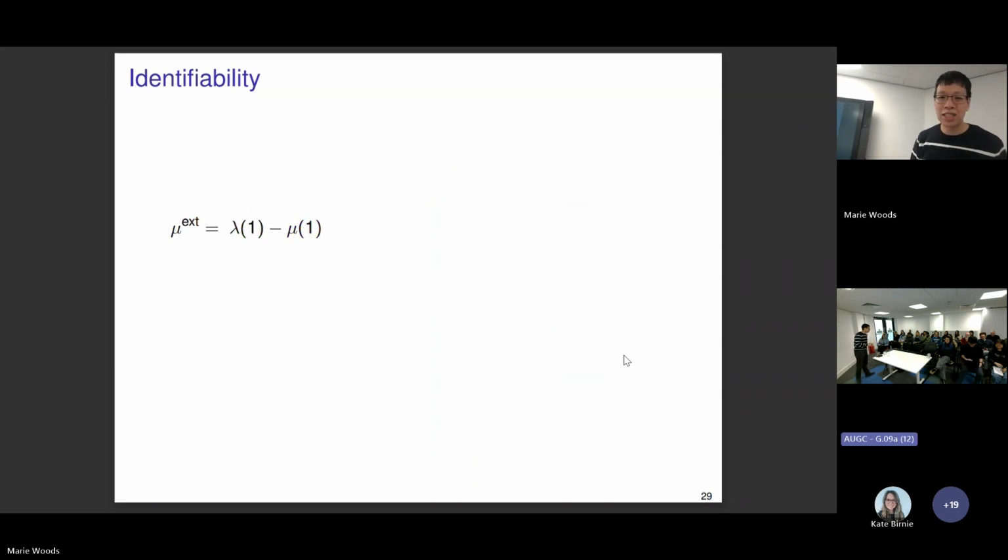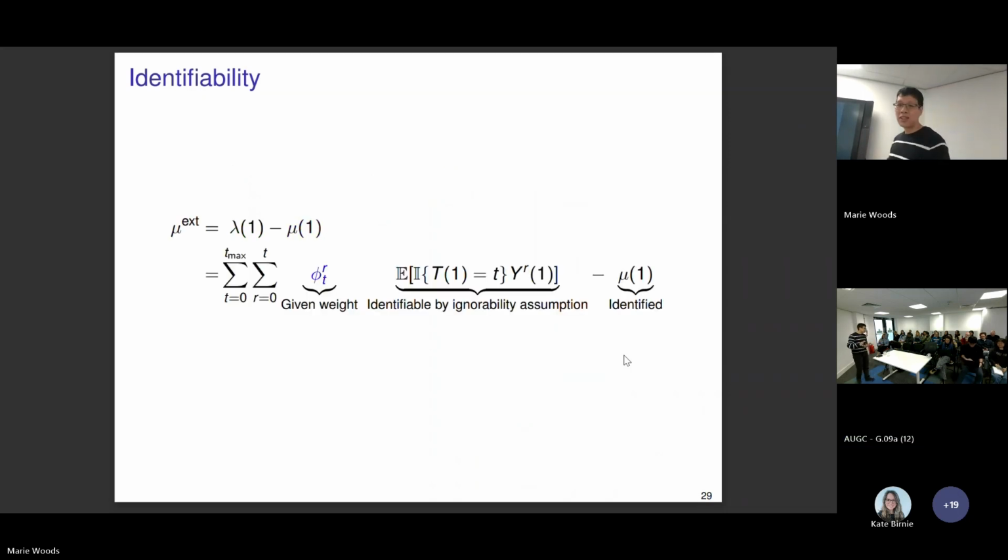So if you really want to see some equations, the whole green part will just be a weighted average of, and this is just observed outcomes among survivors. And the minus mu1 is what we already identified in the first phase when we did that causal comparison.